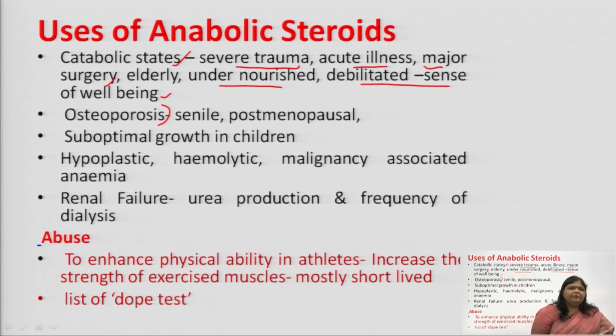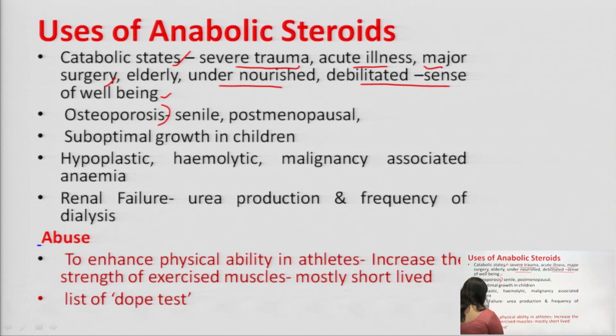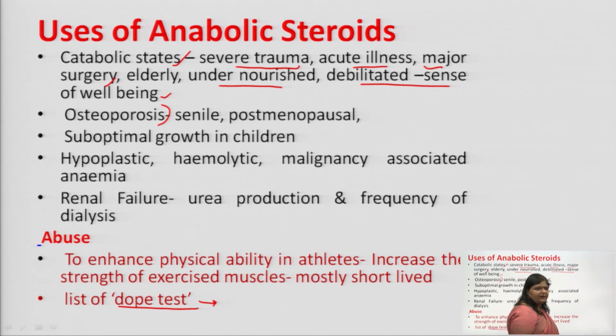They are generally abused by the athletes for increasing the performance, and they are also in the list of the dope test which is performed on the athletes before any competitions or before any athletic activity. So these anabolic steroids have an abuse potential of being used to increase the strength of the muscles by the athletes and are included in the dope test.